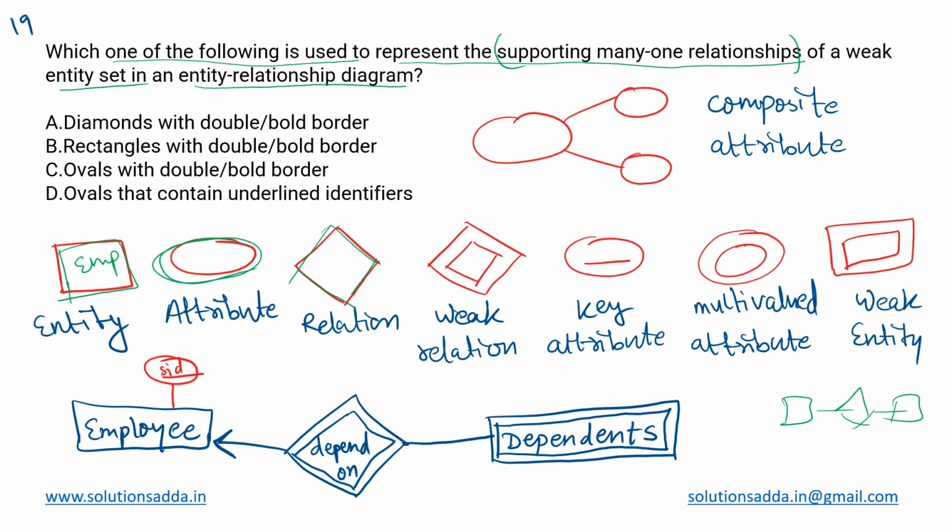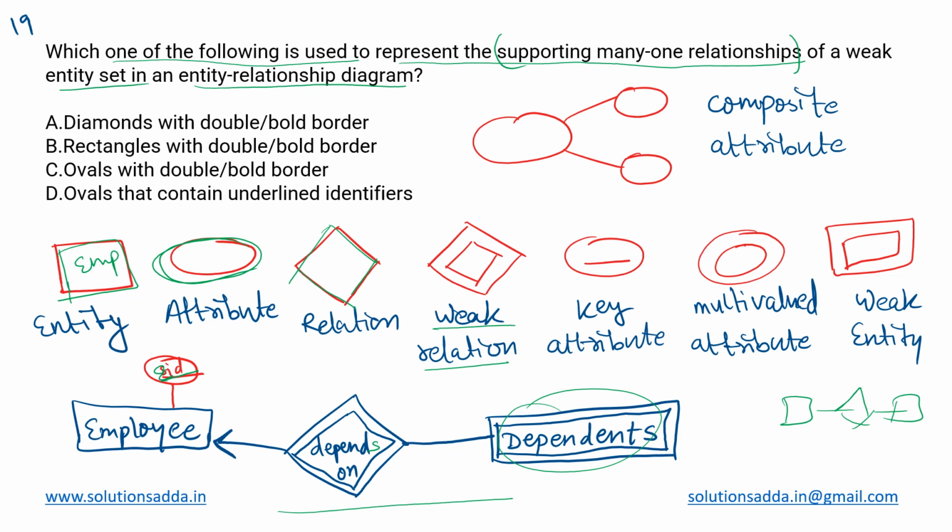And if your entity or your relation is weak, then for such cases, we use the double bordered, or you can say the bold bordered thing. Such as we have represented the weak relation over here, and here is an example at the bottom. There is a depends on relation between employee and dependents, which means there are dependents who are dependent upon an employee. For example, an employee may have its family members. An employee is having a unique employee ID, that is its primary key.